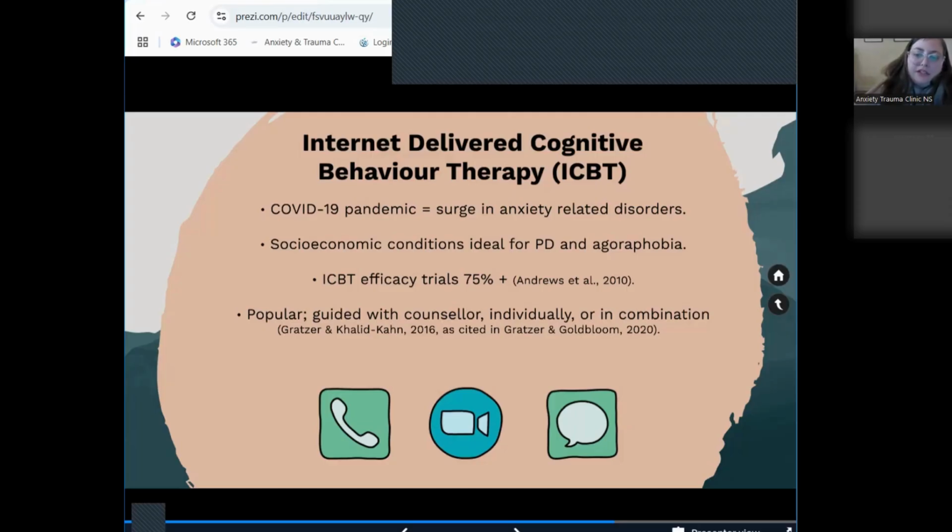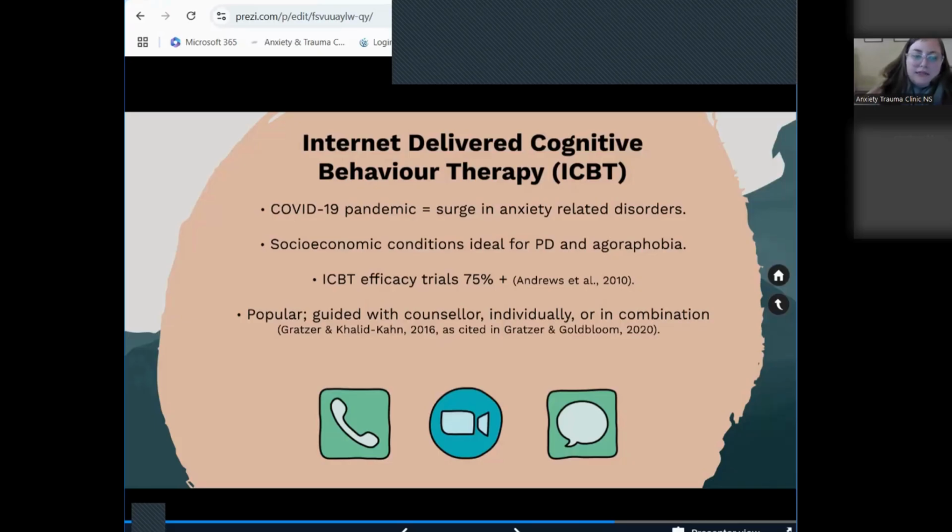Another factor that may play a role as well is looking at socioeconomic conditions that are ideal for panic disorder and agoraphobia. A lot of times there's like a barrier in healthcare for achieving those kinds of things. A study that was done that I read by Andrew Zayal found that the efficacy rate of ICBT is actually 75% or more. So it is more beneficial than not.